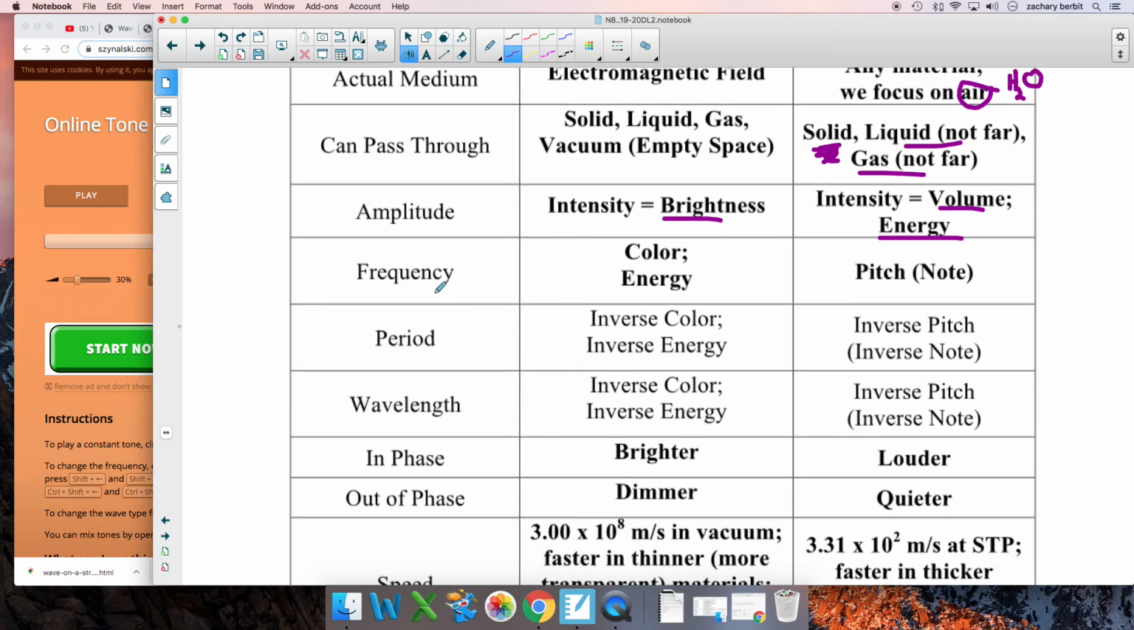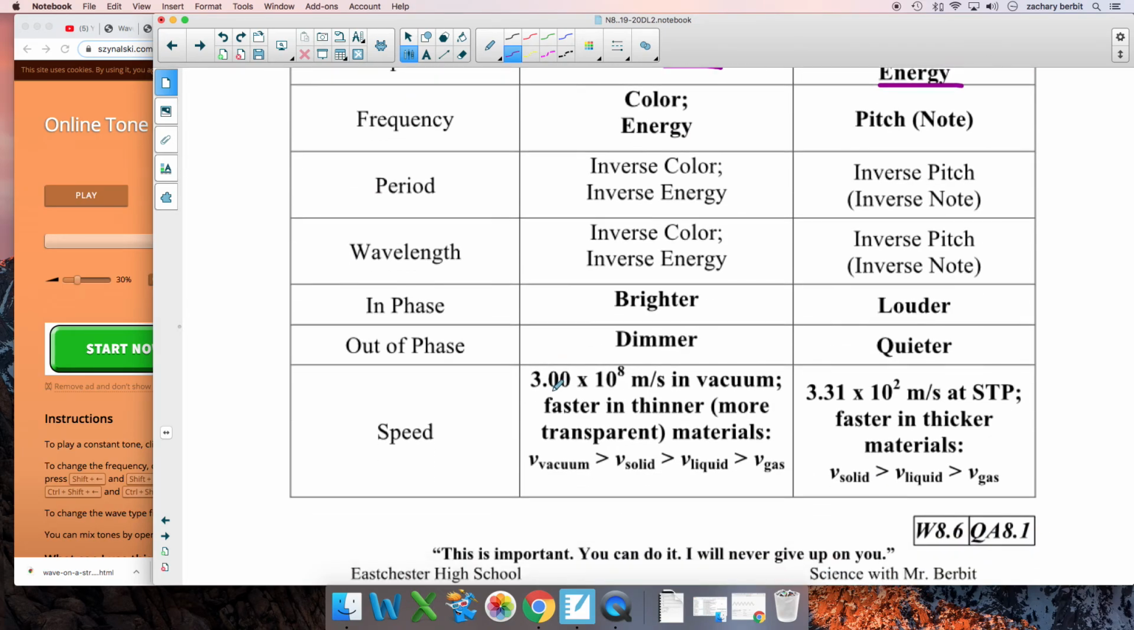Okay. Period and wavelength, we said don't memorize it. Period's always opposite frequency, or inverse frequency. Wavelength, as long as you're within a medium, will be inverse frequency.